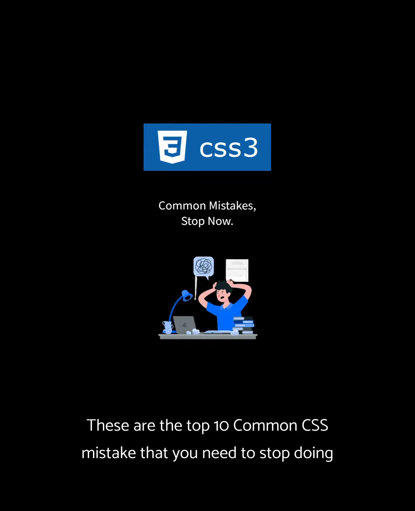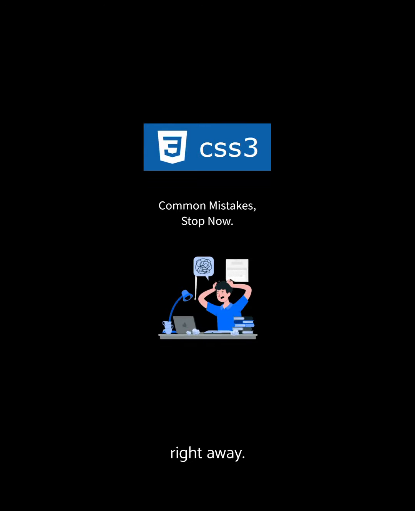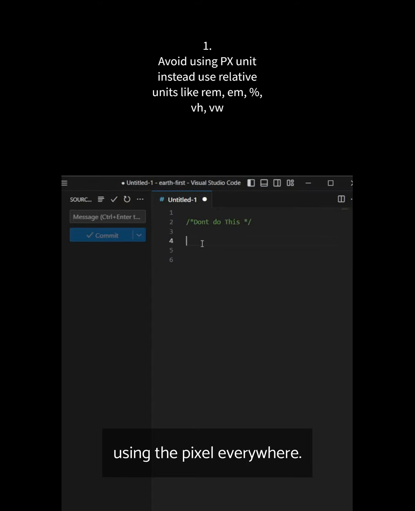These are the top 10 common CSS mistakes that you need to stop doing right away. Number one, using the pixel everywhere.